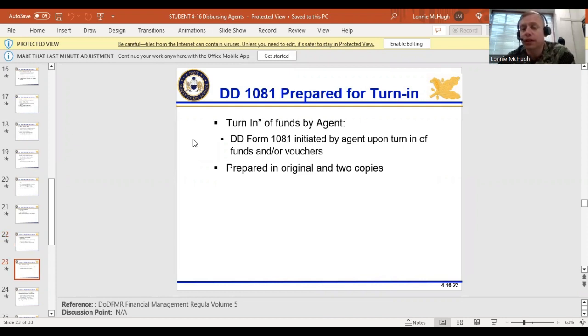All right, for the turn-in, the agent is going to initiate the 1081. And again, the disbursing officer is going to keep the original and one of the copies, and the agent will keep a copy. So the main difference is when the disbursing officer is issuing the funds, they're going to fill out the 1081. And when the agent is turning in funds, they're going to fill out the 1081.